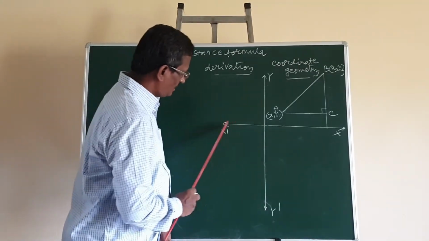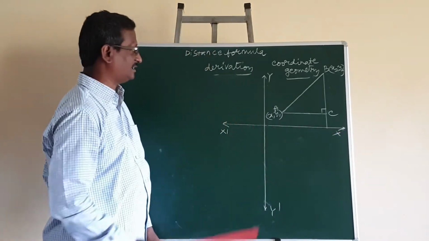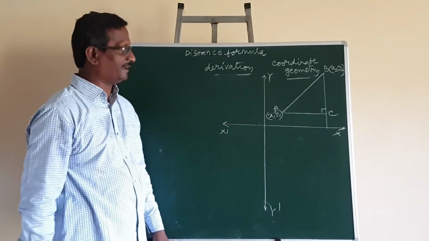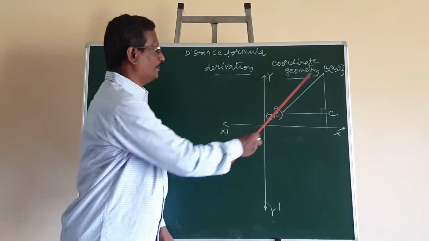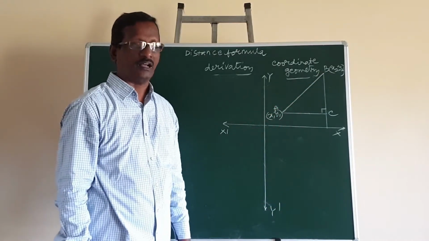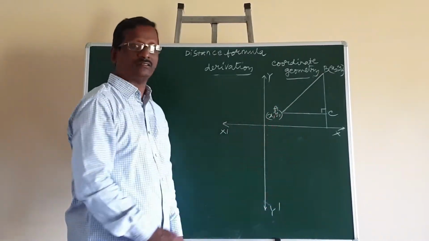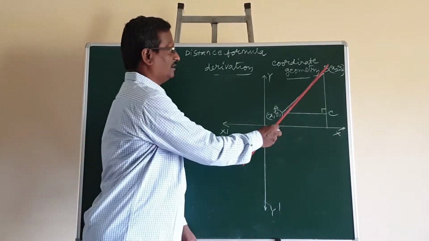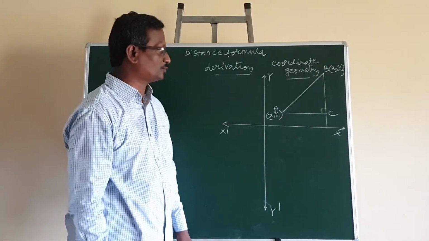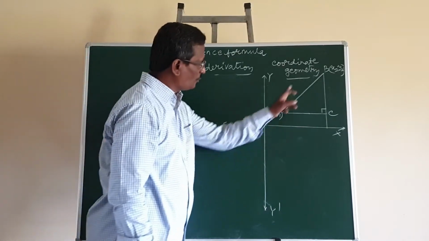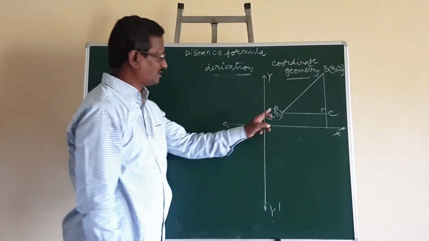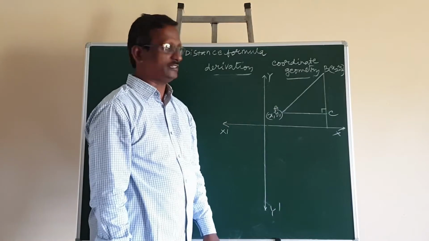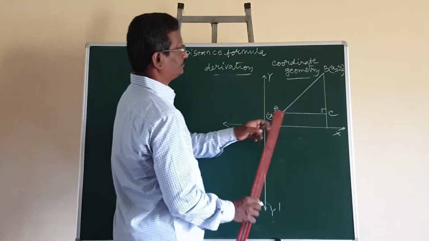In the figure, x dash is the x axis, y dash is the y axis. A and B are the two general points I have taken, with the coordinates of A being x1, y1 and the coordinates of B being x2, y2. Now we want to find the formula for the distance between A and B. For that, just a little drawing.